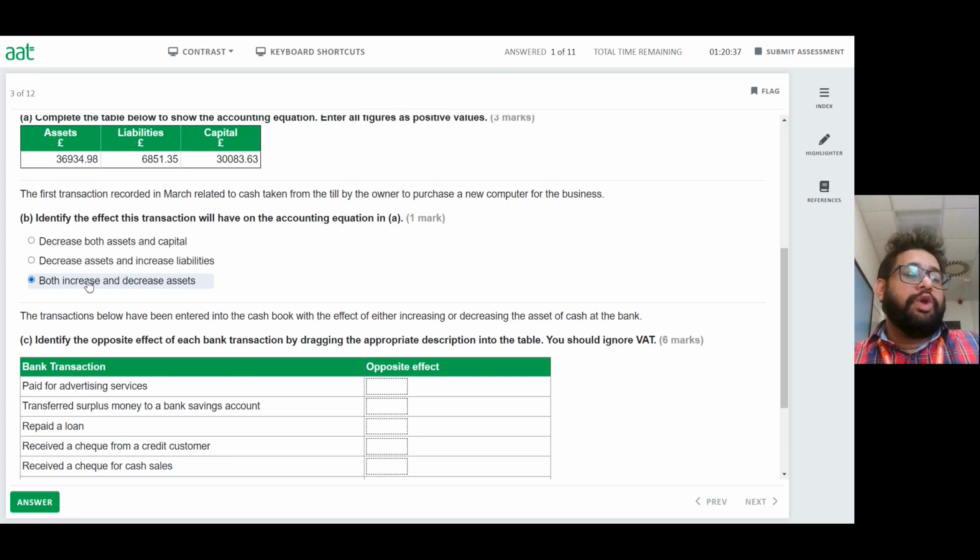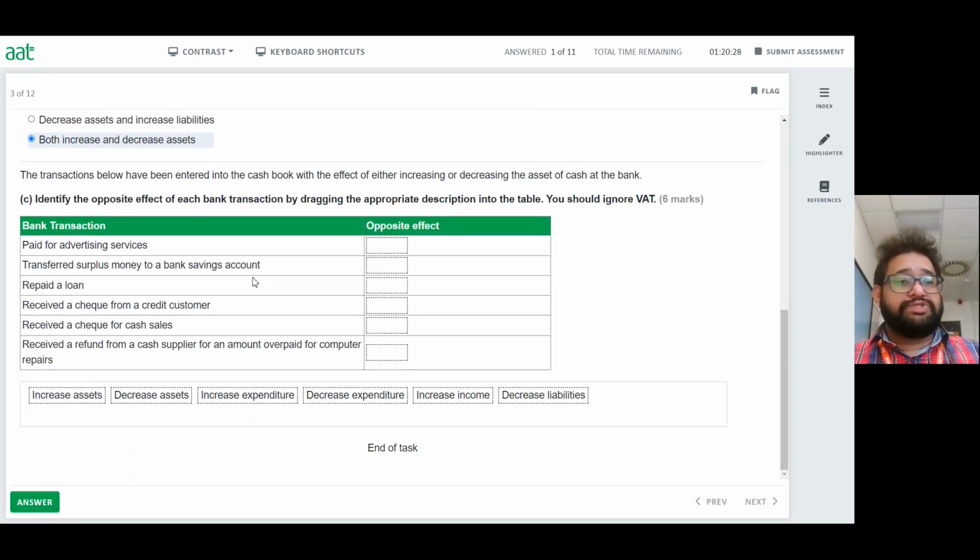It makes sense because your cash is decreased, but your computer, which is the equipment account, has increased. So the answer is going to be D. And then also, if you look at this one here, this is going to be finding what effect it's going to be, the opposite to whatever transaction they have done here.